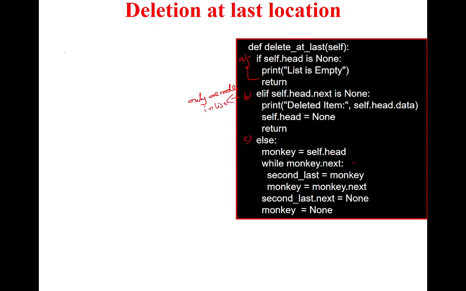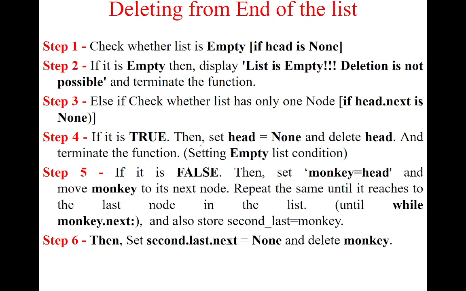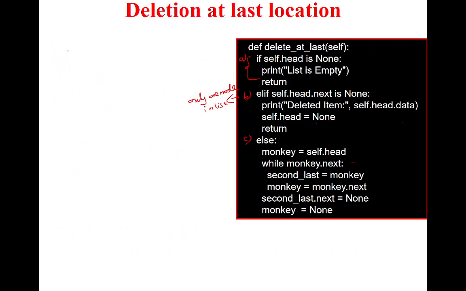You can check the algorithm over here. Check whether the list is having only one node. How do you know the list is having only one node? I will give you an example. Case B I am giving.